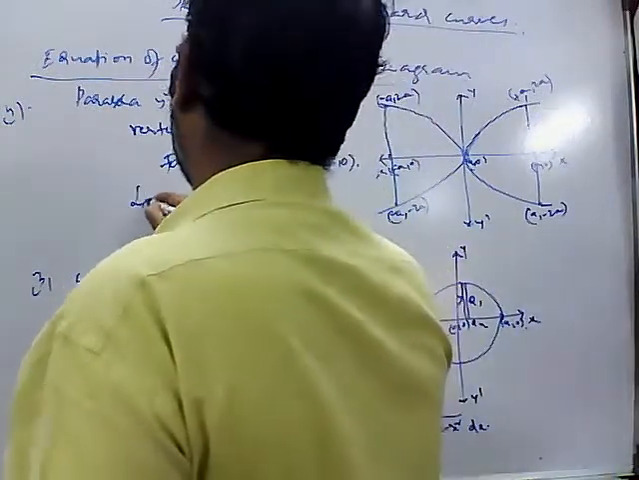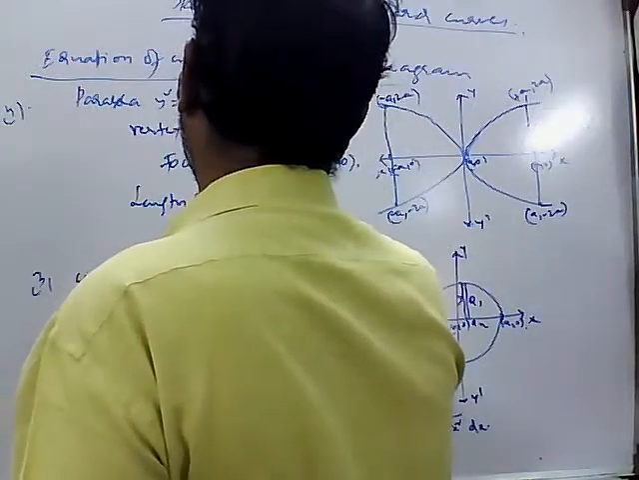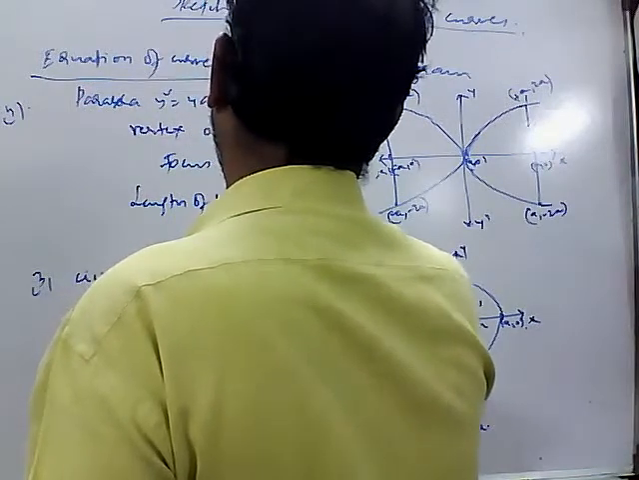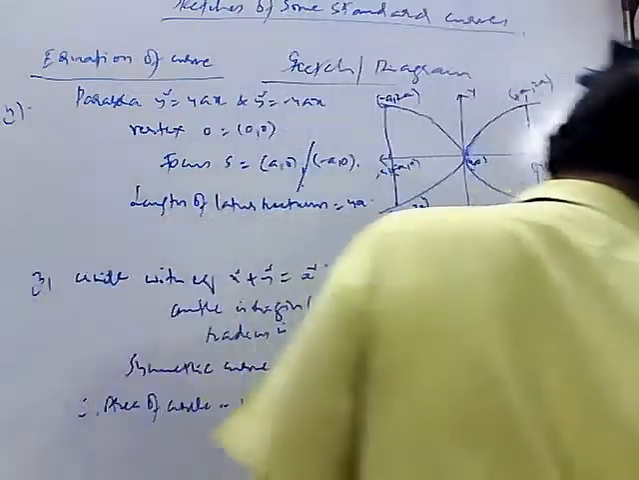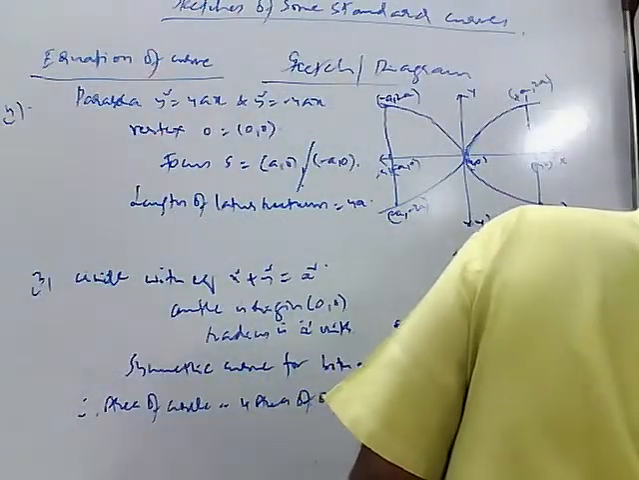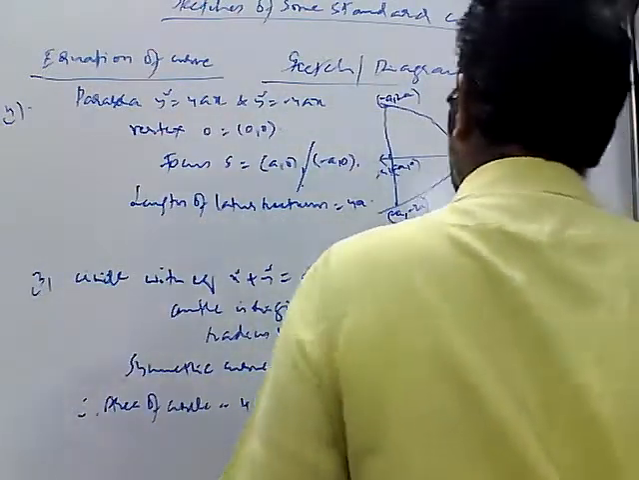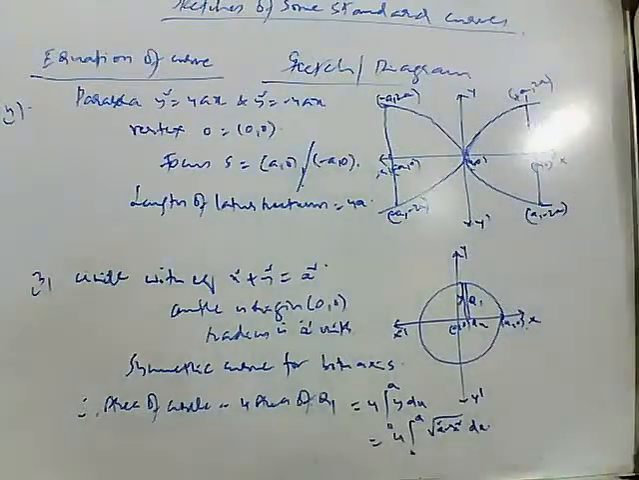Okay, length of latus rectum over here. Okay, like that you have to do it. Length of latus rectum, a, minus a, minus 2a likewise. Okay, this is what you have to do.